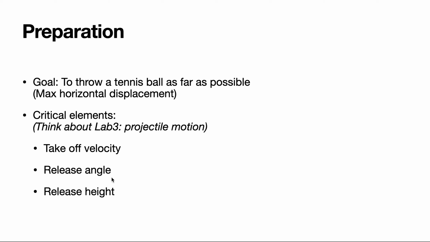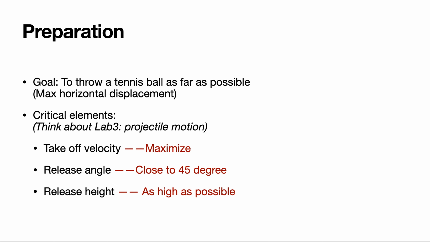Right. And for these elements, like for takeoff velocity, we want it as fast as possible, right? We want to maximize the takeoff velocity. And for release angle, from math, we know 45 degrees is the best to maximize the displacement. And for release height, we want it as high as possible.